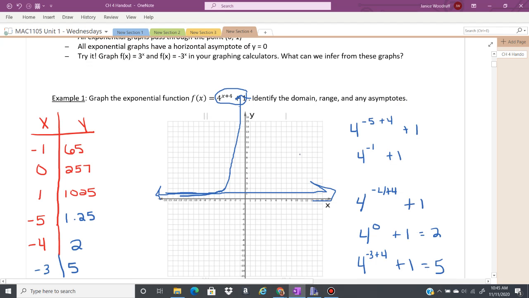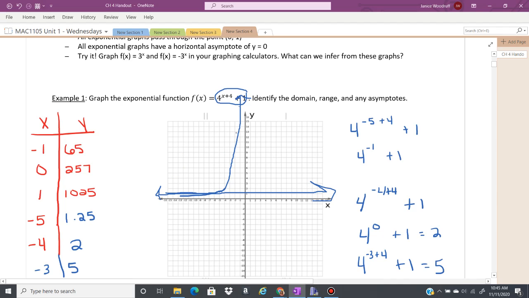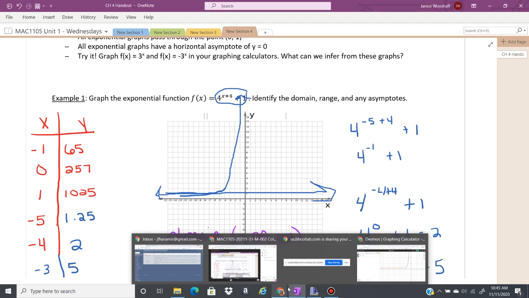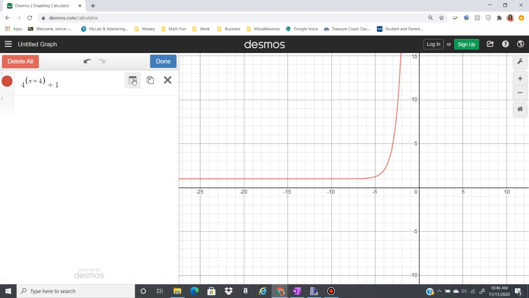All right, so then here we would want to name the domain, the range, and any asymptotes. So our domain here is going to be -infinity to infinity. Okay, that's not going to change for any of these exponential functions. The range, okay, our lowest value here was 1, so it's going to be a range of 1. And did we actually have the point 1? Let's take a look here. Maybe we can look at our table.